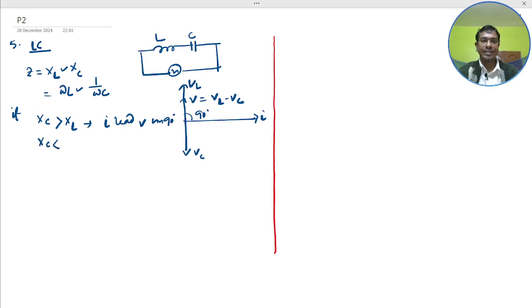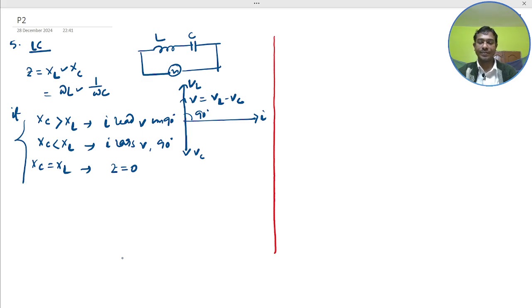Next, when XC is less than XL, I lags V by 90 degrees, and when XC is equal to XL, the impedance Z becomes 0. This is the third condition, and this condition is resonance, where XL equals XC, so omega L equals 1 by omega C.